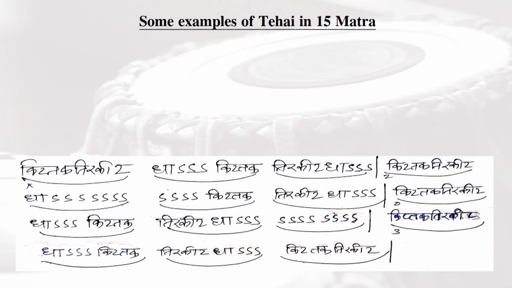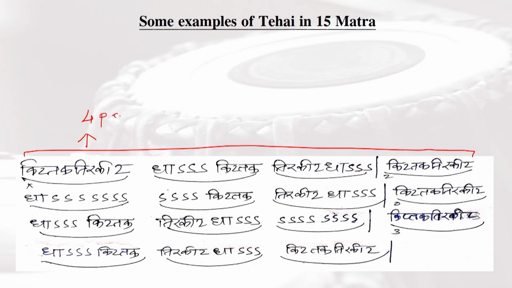So here we have kit tak tiri kit dha, kit tak tiri kit dha, kit tak tiri kit. So this is the palla, a 4 matra palla. This is a 4 matra palla, and dha 1 2. So this will be a 1.5 matra pause.